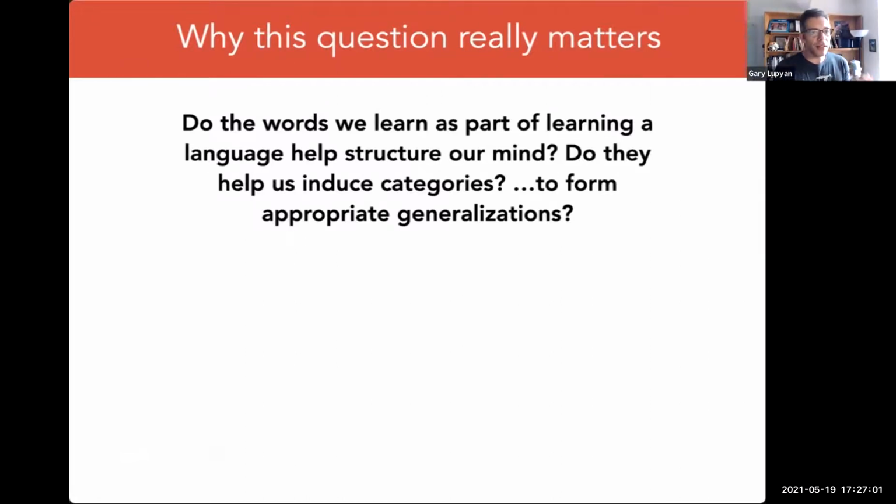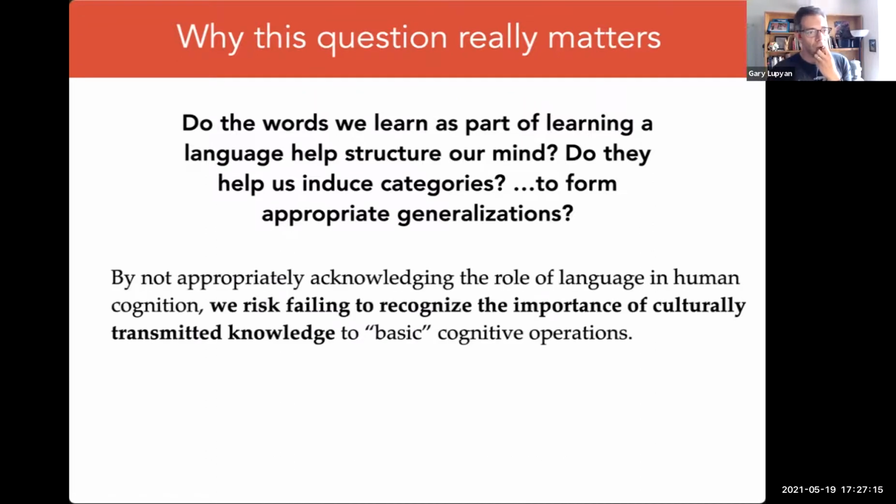So for the rest of the time, I want to talk about a couple other case studies and reflect on why this question, why I think it really matters. Because it's not just about performance on a specific task for me, it's about how we think about human intelligence and what separates human cognition from cognition of other animals.